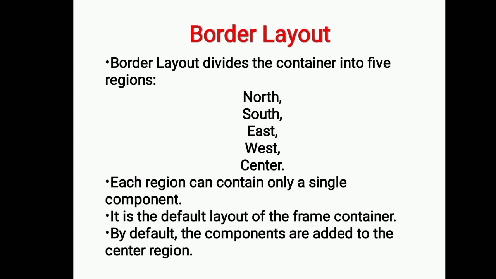Next we will see border layout. Border layout divides the container into 5 regions. The 5 regions are north, south, east, west and center. Each region can contain only a single component, and this is the default layout of the frame container.